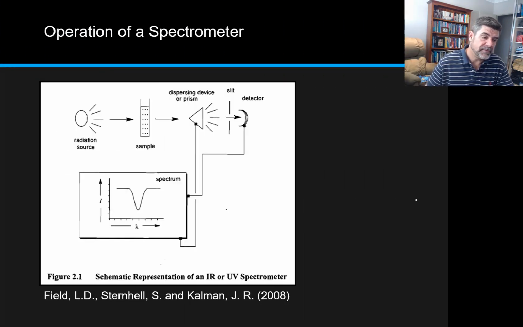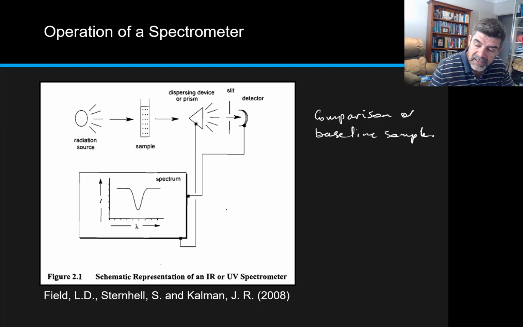Here is a quick simplified diagram of what happens when we use a source of electromagnetic radiation on a sample, and sometimes there is also a comparison or baseline sample. It may contain something like distilled water, which we would assume is going to absorb little. That's not always the case because of water molecules being present. But if we make a comparison, we can look at what the difference is as a result of passing that type of electromagnetic radiation through the sample.